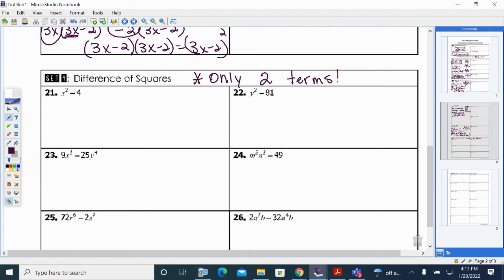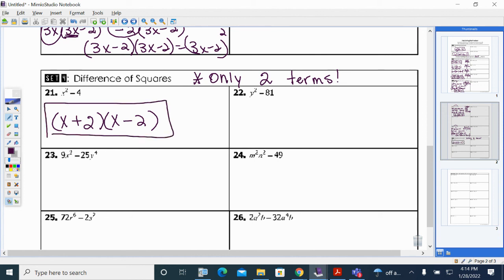So let's look at number 21. It says x squared minus 4. To factor this, there's not really any work to do. It's very quick. It's very simple. It's going to factor immediately into 2 binomials. The square root of x squared is x. The square root of 4 is 2. And then all you have to remember to do is to alternate those signs. And you're done. Done and done.